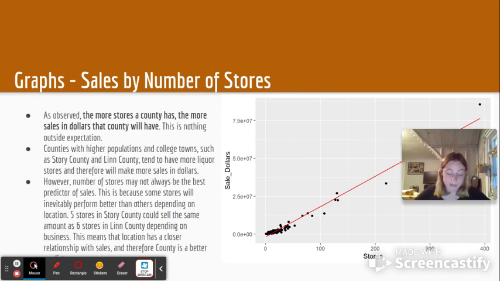However, number of stores may not always be the best predictor of sales. This is because some stores will inevitably perform better than others depending on location. 5 stores in Story County could sell the same amount as 6 stores in Linn County, depending on business. This means that location has a closer relationship with sales, and therefore county is a better predictor, we found.